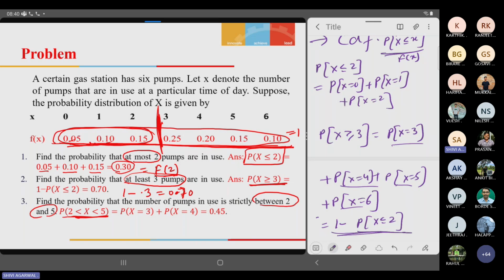Okay. Now we have to find out the probability that 2 is less than x is less than 5. So what we are taking? Probability when x is equal to 3 plus probability of x is equal to 4. So we are adding here probability of 3 and 4. So it is 0.25 plus 0.20 here. So by using the probability mass function, we can calculate.